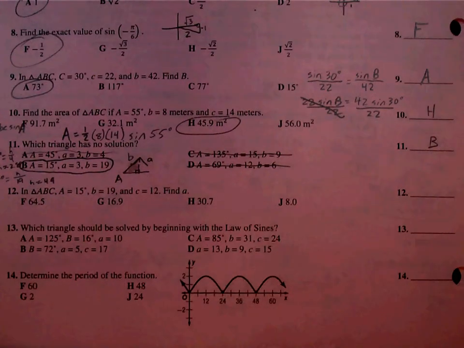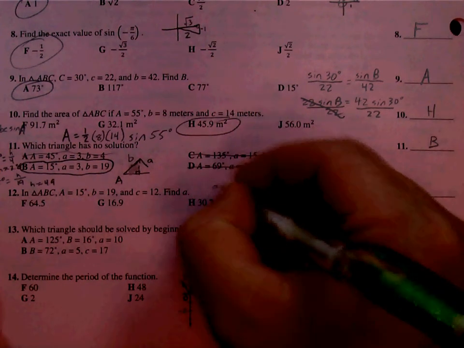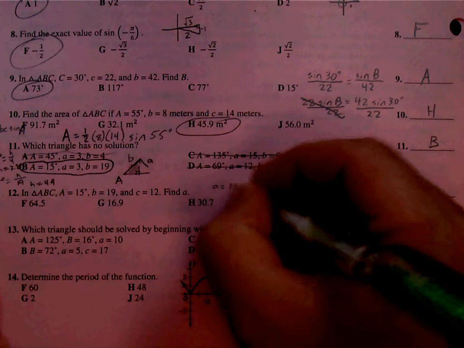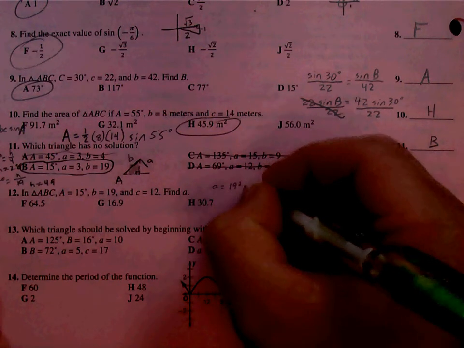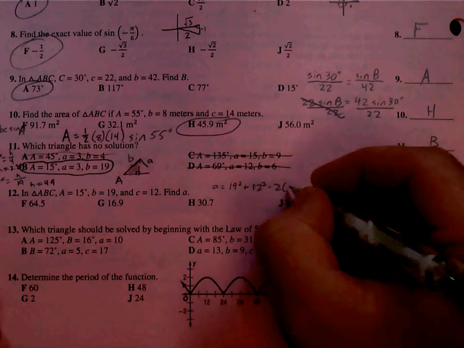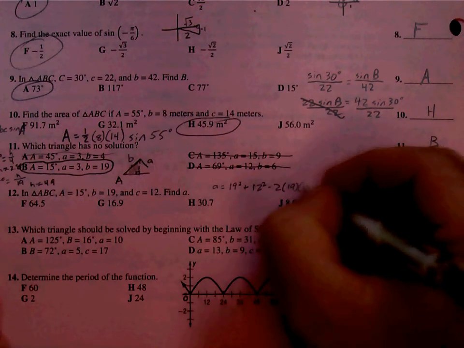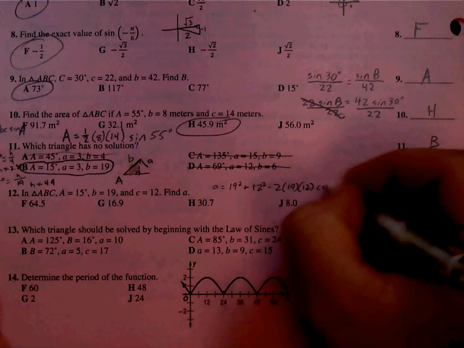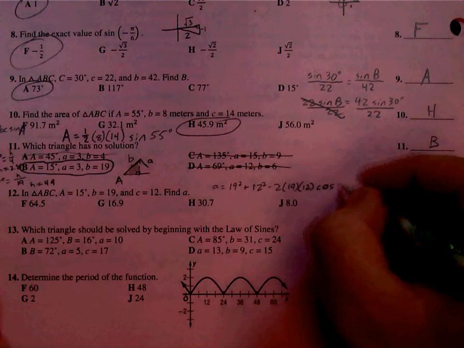Okay, number 12. All right. We're going to do, it looks like a law of cosines problem here. So we're looking for side A. We know side B. We know side C. Minus 2 times side B times side C times cosine of angle A, which is 15.